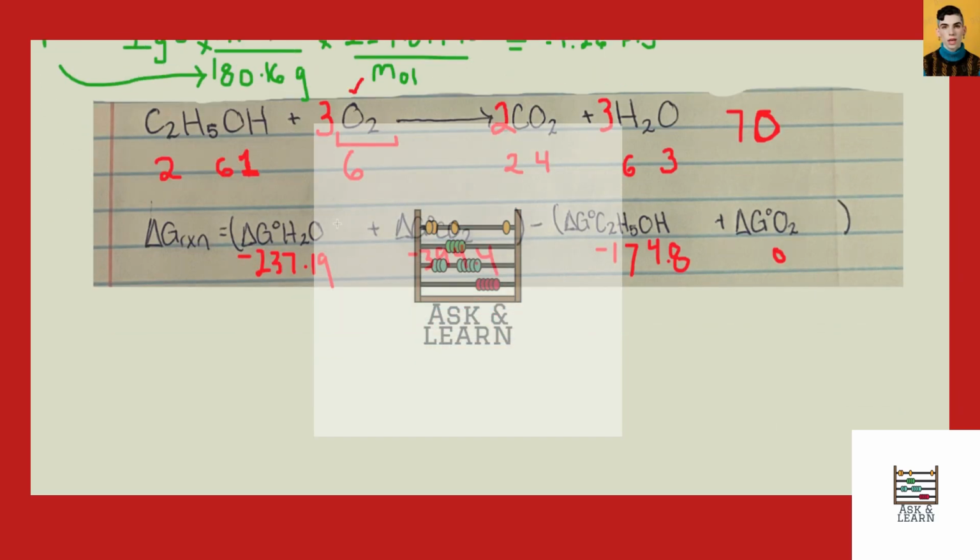Oh, you know what? I forgot one thing. You always want to add the coefficients. So we're going to make sure we add the coefficients from our balanced chemical equation there. We have a 2 here. This would just be a 1, so we don't need to put it. And then we have a 3 here. All right, now you can go ahead and plug and chug through that, and you should get a delta G of reaction of negative 1,325.6 kilojoules.